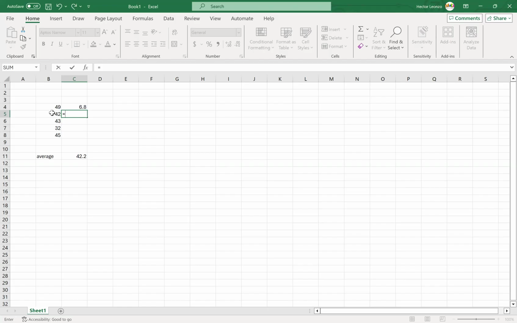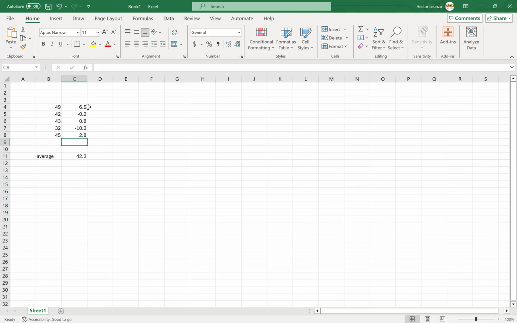Good. So I'm going to go equals. I click on 42 minus the average. I press enter and it tells me how off is each of my numbers from the average. And that's what we call deviation. Now I'm going to do that for each of my numbers. So there. Now 32 minus the average, and then 45 minus the average. I found each deviation. Remember, deviation is how off is each of these numbers from the average. Some of them were positive because they're higher than the average. Some of them were negative because they're less than the average.